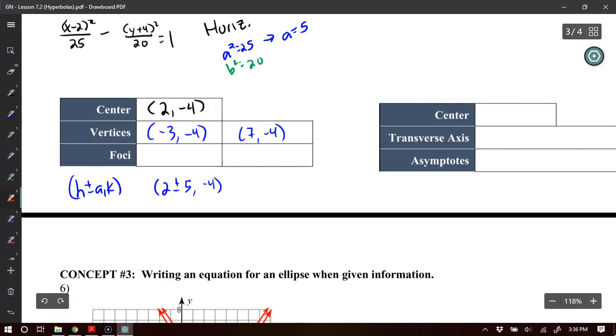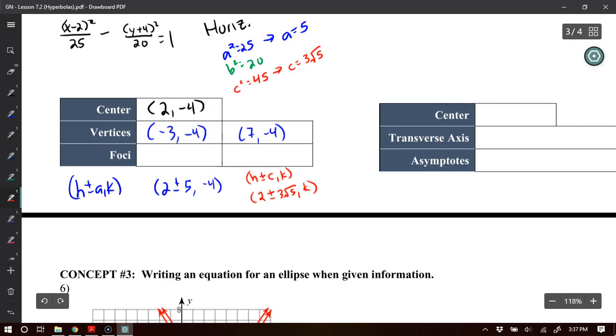Now the foci are from c squared equals a squared plus b squared. So c squared equals 45. 9 goes in there, so that would simplify into 3 radical 5. So the foci is h plus or minus c comma k. So that would be 2 plus or minus 3 square root of 5 comma k.